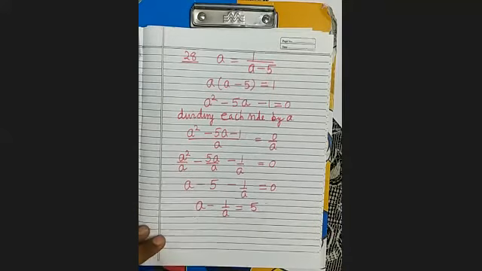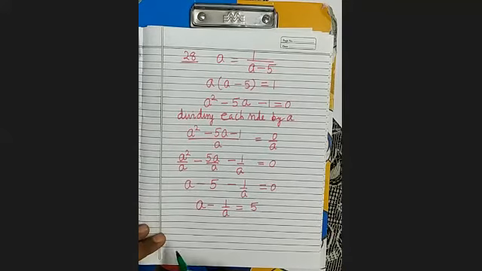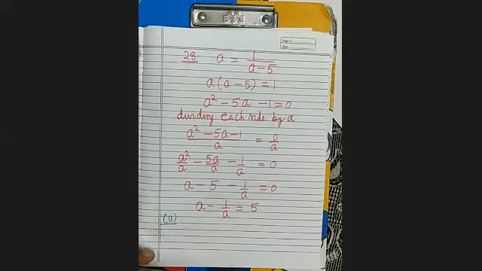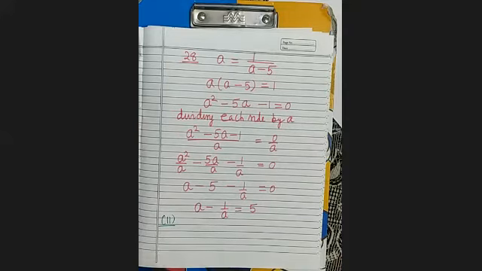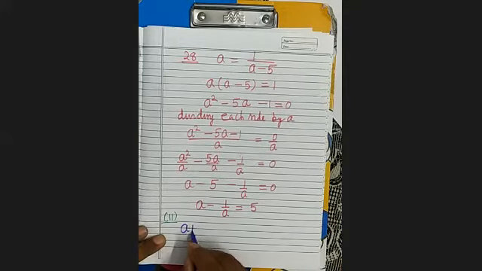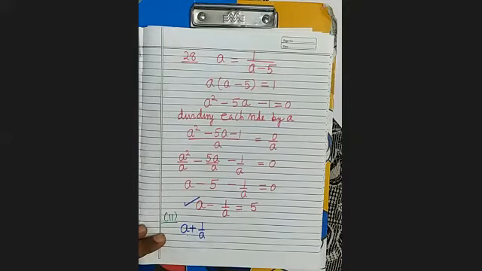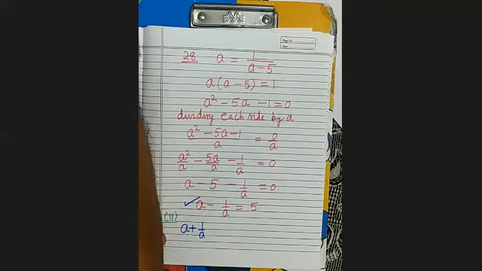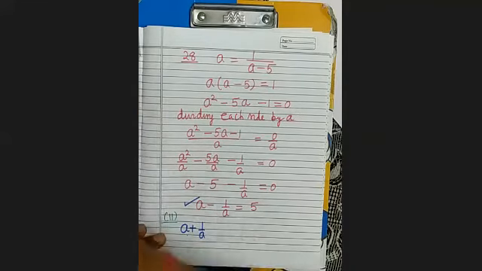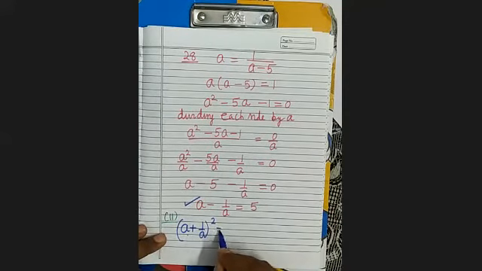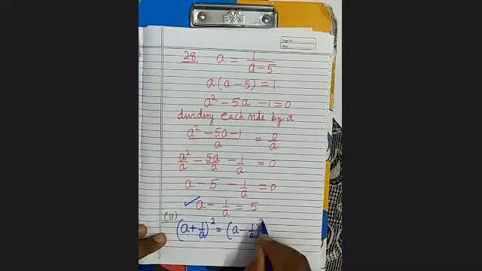Now the second part: what is the second part? Who can tell? A plus 1 upon A. How will you find it? This value is given and you have to find this. I told one formula. What is it? A plus 1 upon A whole square equals A minus 1 upon A whole square plus 4.